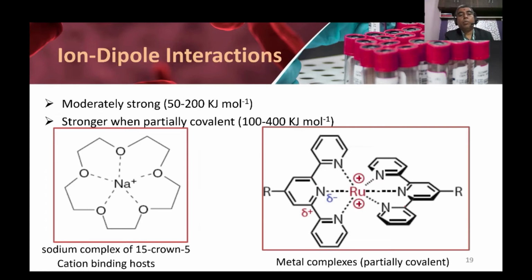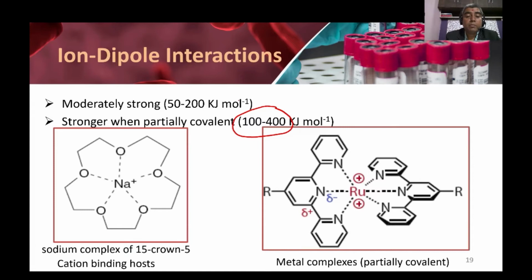They are moderately strong, with strength between 50 to 200 kilojoule per mole, but they are stronger when they are partially covalent. When it is partially covalent, the strength ranges between 100 to 400 kilojoule per mole. So it's nearer to covalent bonding.